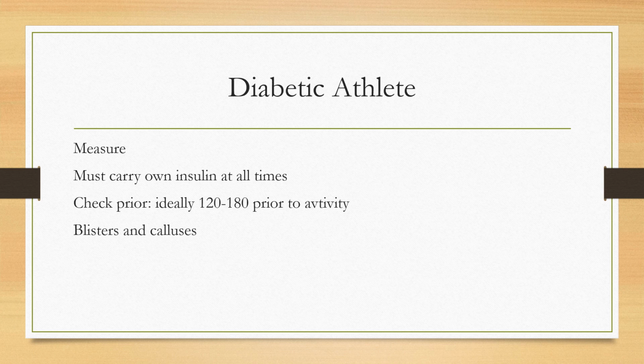So for the diabetic athlete, it's super important that they measure their blood sugar and that they stay on top of that. Okay, and they always have to have their own insulin, and this is assuming that they're type 1. And then ideally their blood sugar would be 120 to 180 prior to activity because it's expected that their blood sugar will go down with activity. And then we also have to be pretty aggressive with treating normal athletic wounds like blisters and calluses because the fact that they're diabetic will make it harder for them to heal.